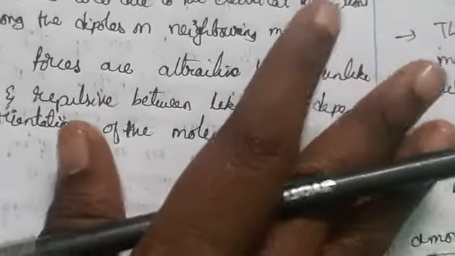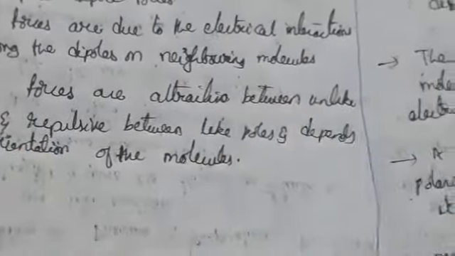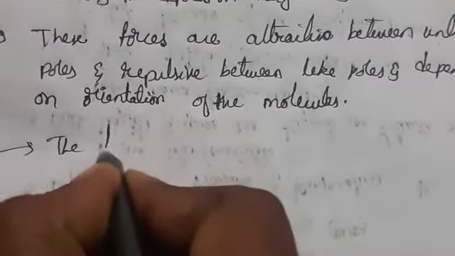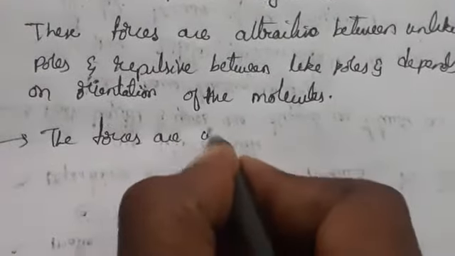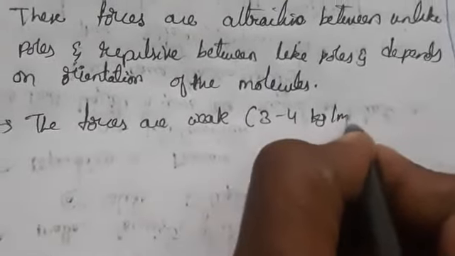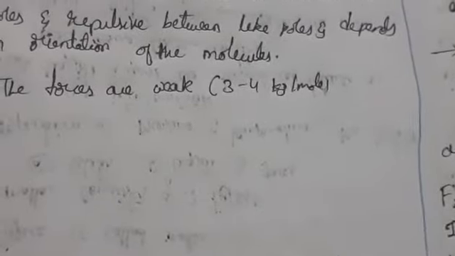The attractive forces decrease with increase of distance between the dipoles. The forces are weak because the energy is 3 to 4 kilojoule per mole, whereas London forces have 1 to 10. So these are very weak and significant only when molecules are in close contact.